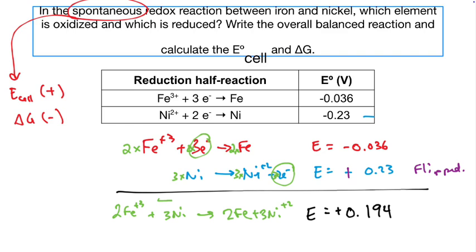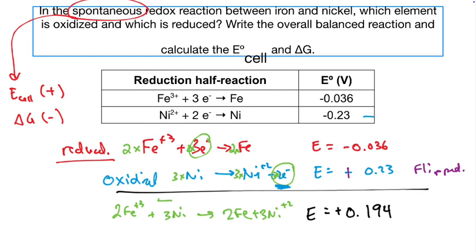LEO GER: Loss of electrons is oxidation. I'm going to look for the equation that has electrons on the product side. Look at that, I even color-coded it nicely. This one was oxidized. This one was reduced. Calculate my cell potential, I already have.